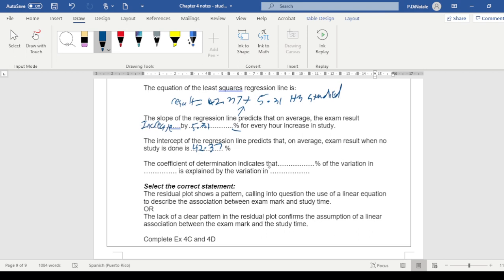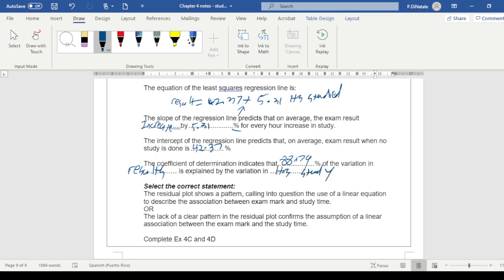Coefficient of determination indicates that this is your R squared. Now your R squared was 0.88. Now we want it as a percentage, so it's 88.79% of the variation in, and we always use the X there, variation in the Y's, result, in the result can be explained by hours of study.